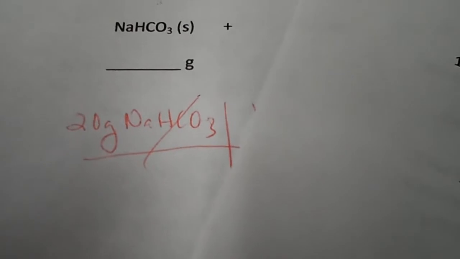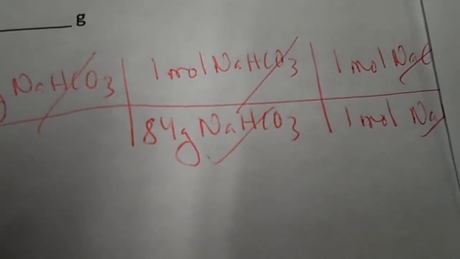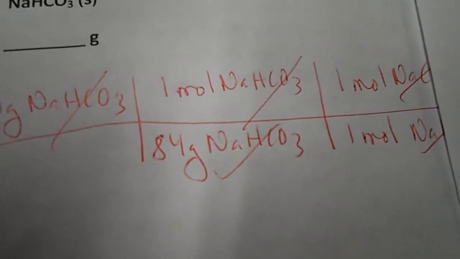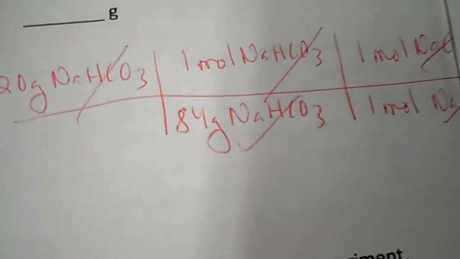So we're going to have to do a gram-to-gram problem to figure out how much NaCl this lab was supposed to generate. So the next step is to convert grams to mole. So on the bottom you see 84 grams of NaHCO3, and on the top is 1 mole of NaHCO3, which is baking soda. The 84 grams is coming from the periodic table. You have to look up the mass numbers of each of those chemicals.